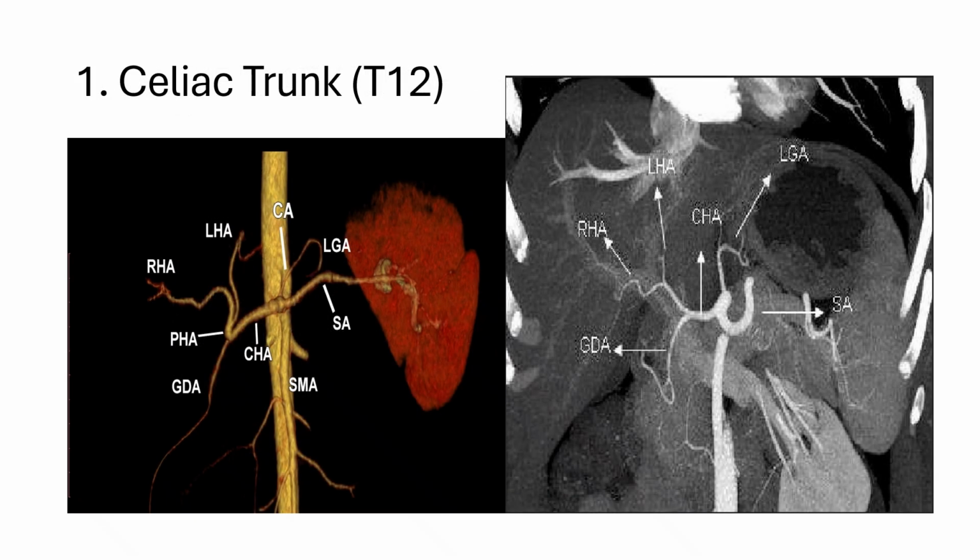Now the first unpaired branch of the abdominal aorta is the celiac trunk, which originates from the anterior side of the abdominal aorta at the 12th thoracic vertebra level. We can see here in this 3D reformatted image, this is the celiac trunk, and it gives three branches. The first one is the left gastric artery, the second is the common hepatic artery, and the third is the splenic artery. These are the labeled images, and this is the 3D image.